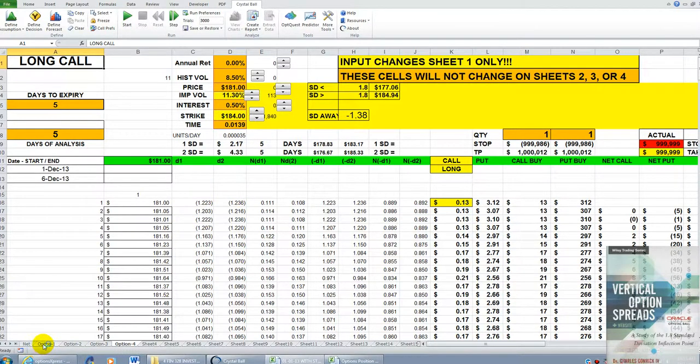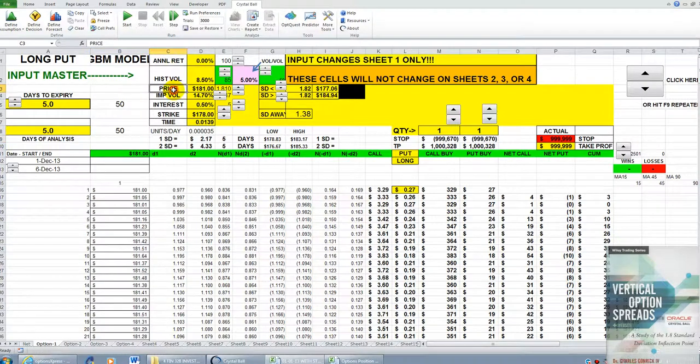Now I've taken the liberty of going to tab sheet option 1 and setting the price of SPY at 181, which you can see right where I'm playing with the cursor. The historical volatility is undoubtedly the trickiest thing outside of an actual asset price move, guessing or estimating the historic annual volatility. And when I say historic, we're predicting the future historic volatility 5 days out under this trading system. What we're trying to do is say this is what the volatility will be. Right now I'm going to put in an estimate of 8.5%.